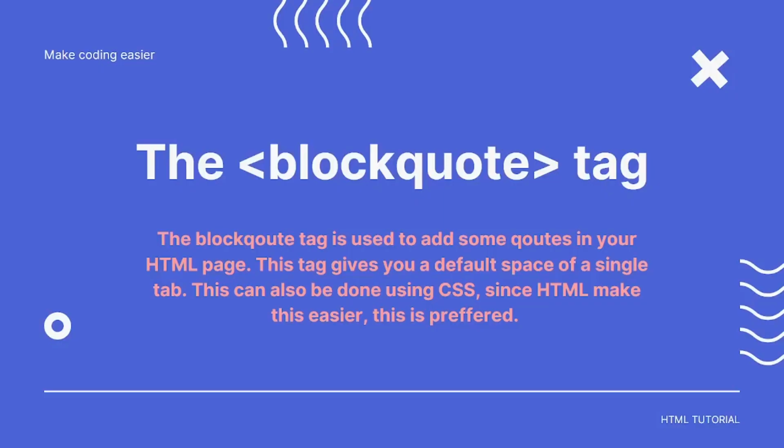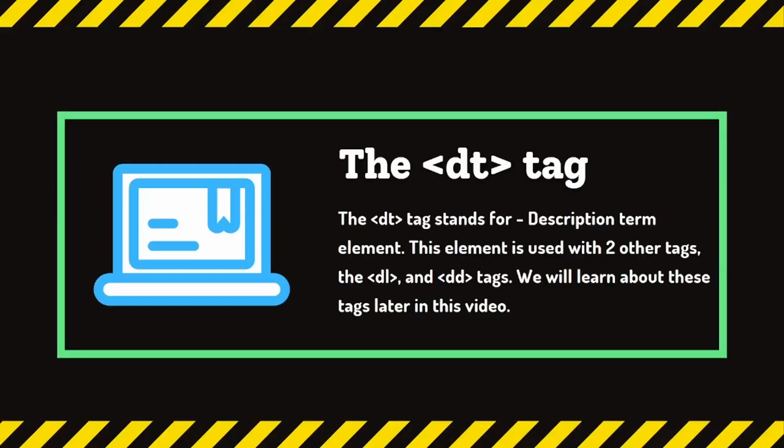The block quote tag. This tag is used to add quotes in your HTML page. This gives a default space of a tab. This can also be done using CSS, but HTML makes this easier, thus this is preferred. The DT tag. The DT tag stands for description term element. This tag is used with the 2 other tags, DL and DD. Let's move on further to learn more about them.